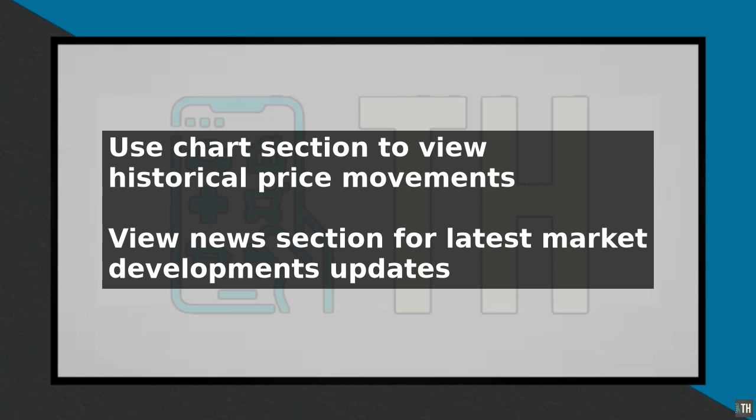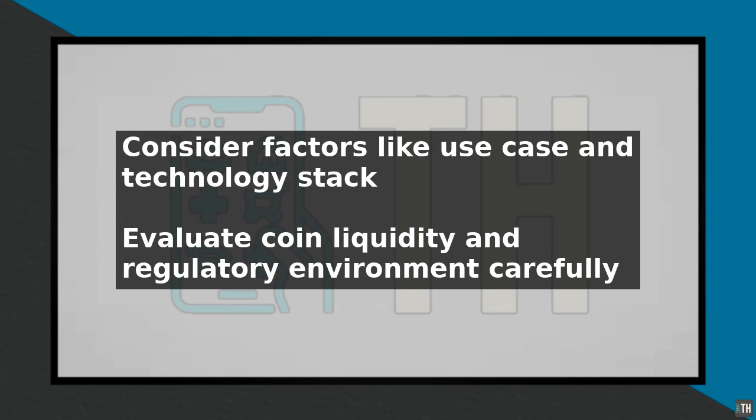When researching cryptocurrencies, it is essential to consider factors like the coin's use case, team, and technology. Look for coins with a strong use case, an experienced team, and a robust technology stack. Also, consider the coin's liquidity, volatility, and regulatory environment.